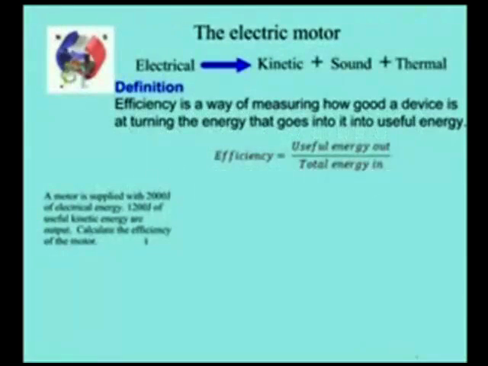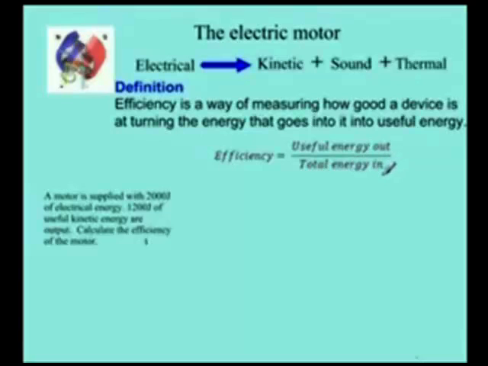We've seen that the electric motor changes the electrical energy that goes into it into useful kinetic energy and wasted sound and thermal energy. What we want to know is how good the motor is at changing the electrical energy into kinetic energy. And we can work that out by working out a value called efficiency. What we mean by efficiency is how good the device is at changing energy into a useful form. And to calculate that, we use the formula efficiency equals the useful energy that comes out of the device divided by the total energy that goes into the device.